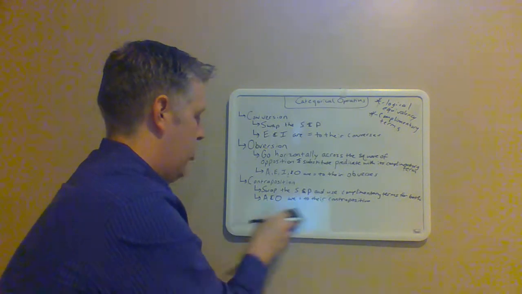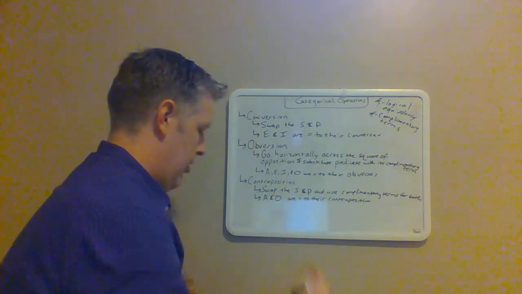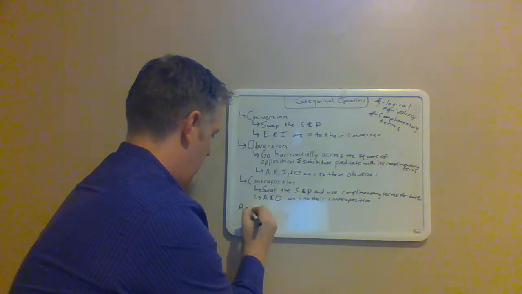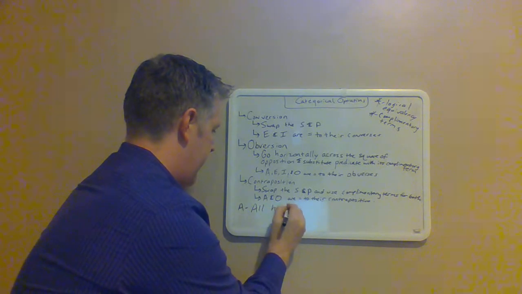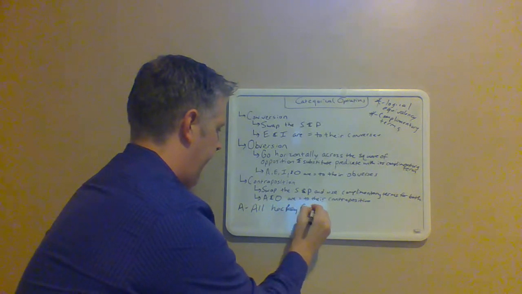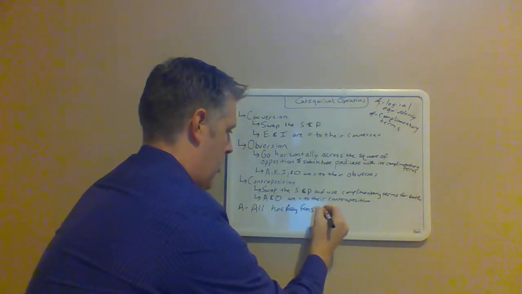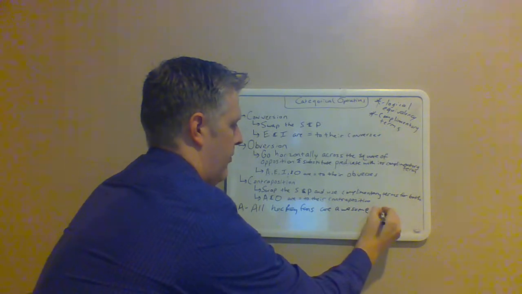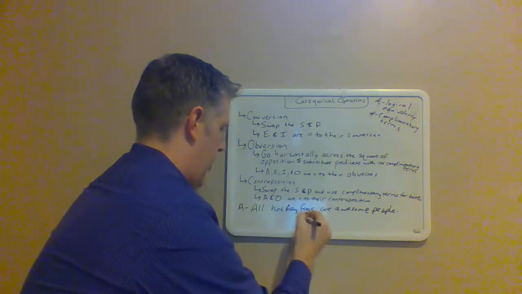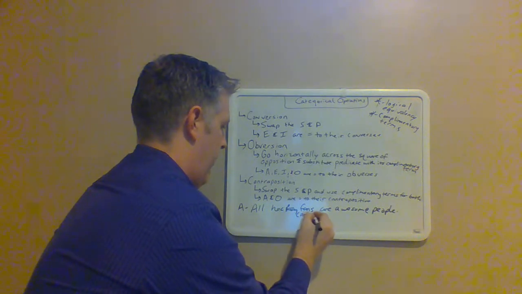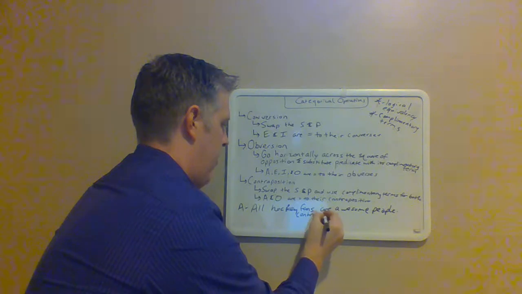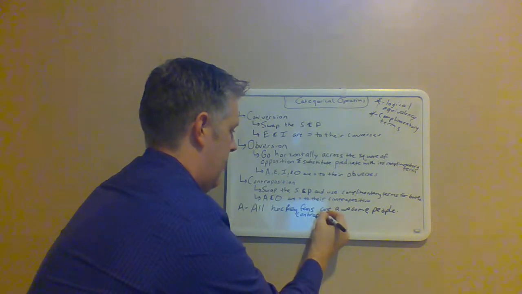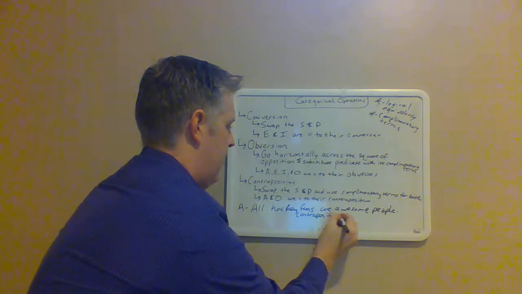And the last operation, contraposition. So let's start with an A claim here. All hockey fans are awesome people, and we want to perform the contrapositive. We want to contrapose those. All right, so let's perform the operation of contraposition.